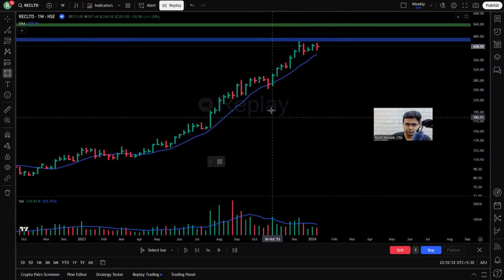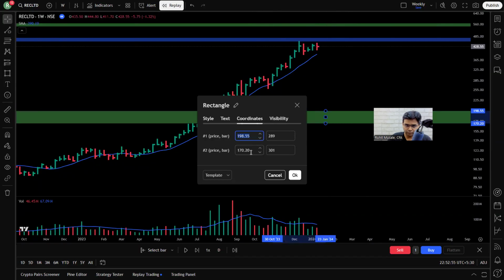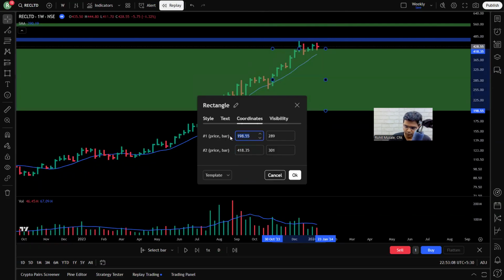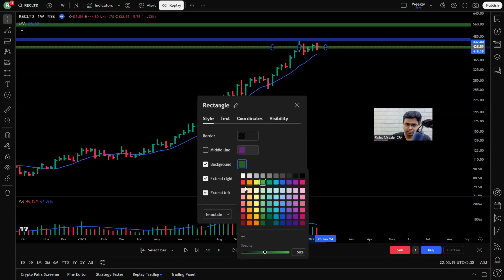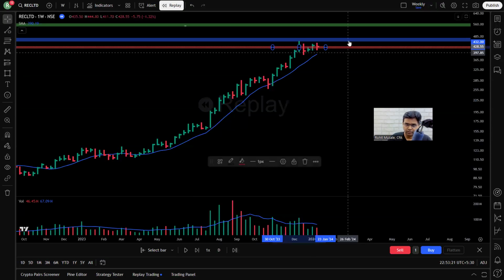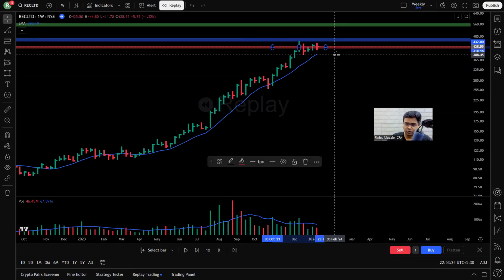Then stop loss: 454.75 multiplied by 0.92. That is 418.37. And this is 454.75 multiplied by 0.95, which is 432.01. Style is red. Stop loss range done. So buying, stop loss and selling zone are all marked.